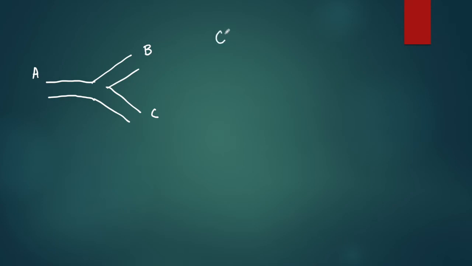Let's say we have another question where we want to find the velocity at a junction. We have one flow that separates into two flows. This is A, B, and C. Let's say we have QA and then it separates into B and C. We know that QA equals QB plus QC.